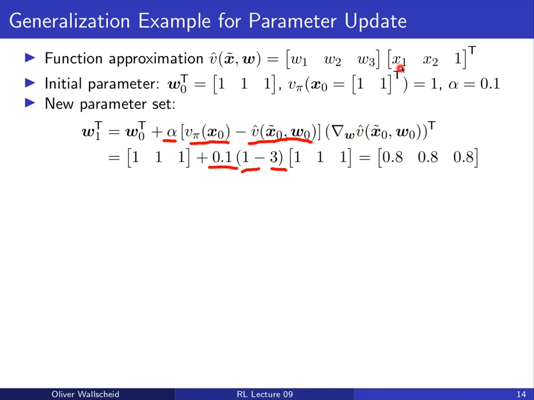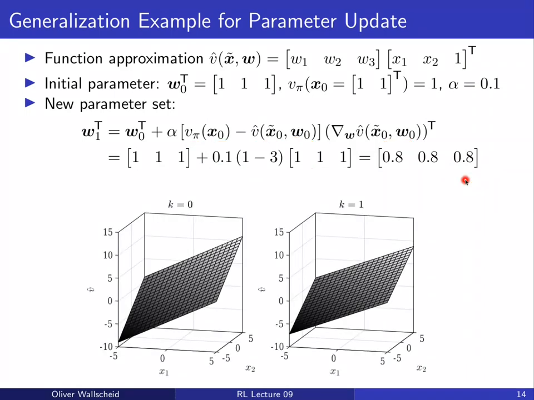So this is basically then the feature engineering vector which is left here, and as we have discussed, this is 1, 1, 1. So we can plug that in here, and if we then calculate this, here we get -2 times 0.1, and then times that feature vector, we get -0.2 for every one of the parameter elements, and basically our new parameter value is then 0.8 for all elements.